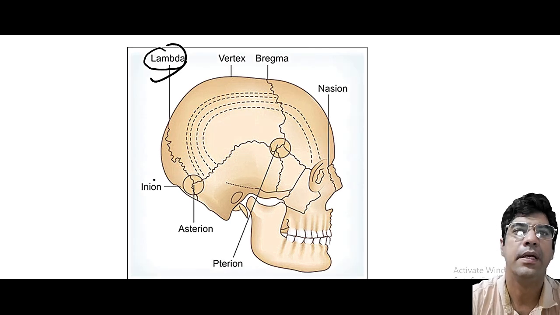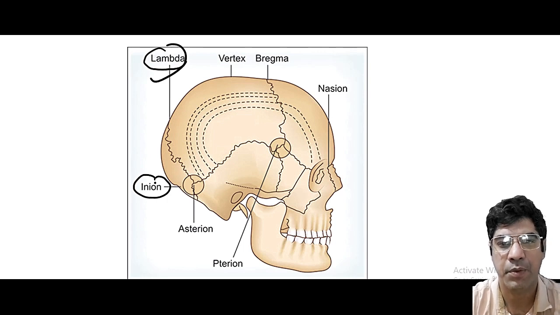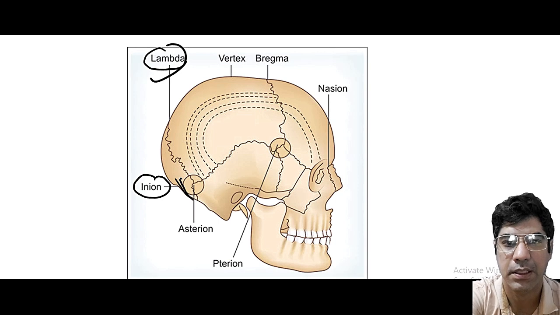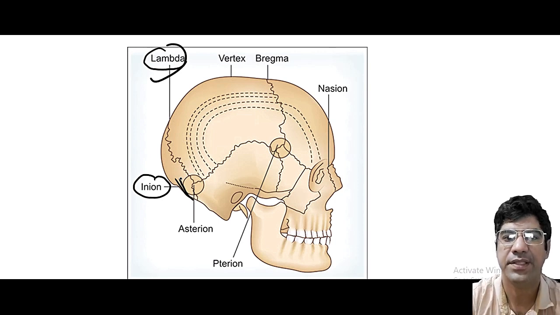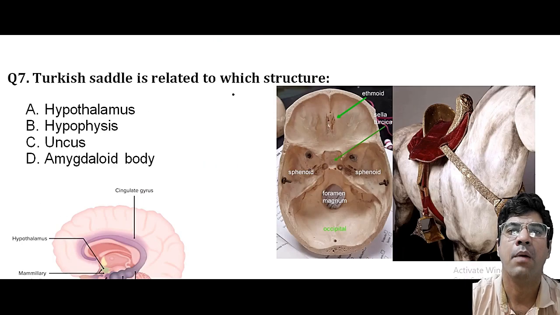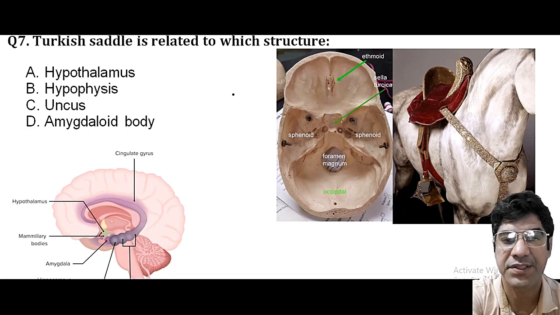The inion, it's also known as external occipital protuberance. The protrusion at the back of skull where the occipital bone will meet the neck, it's the inion. Vertex, it is the very topmost portion. The topmost portion of the crown of skull is the vertex. So answer here is pterion. This question is very important. Many times asked in your exam, answer is pterion.